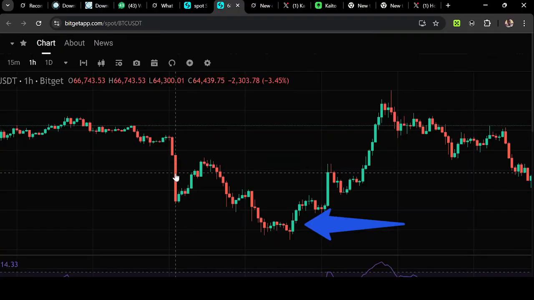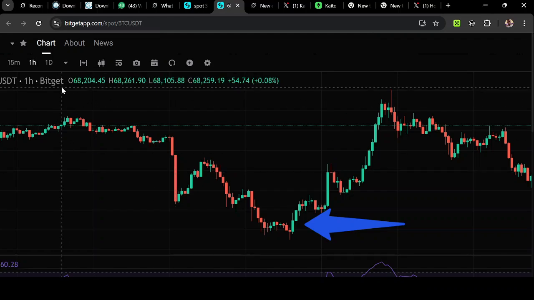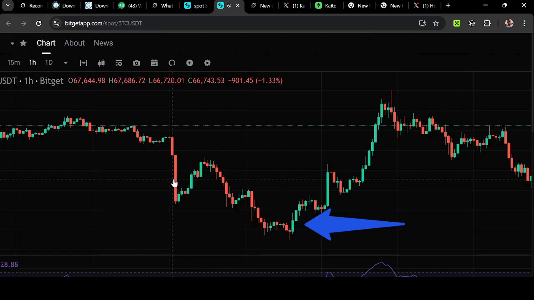Now look at the top, all these red places. You see, we have O, we have H, we have L, we have C. So O means opening price of that very candle, H means highest price, L lowest price, C current price. Okay, so now let me hold this.